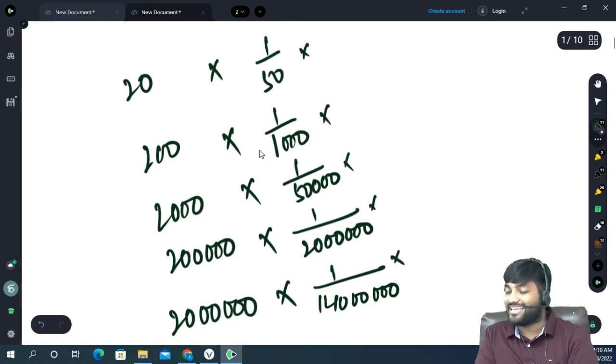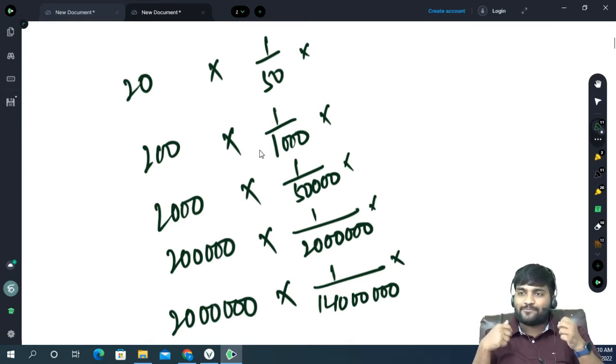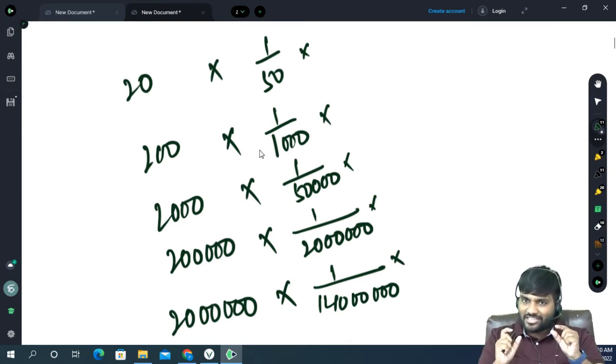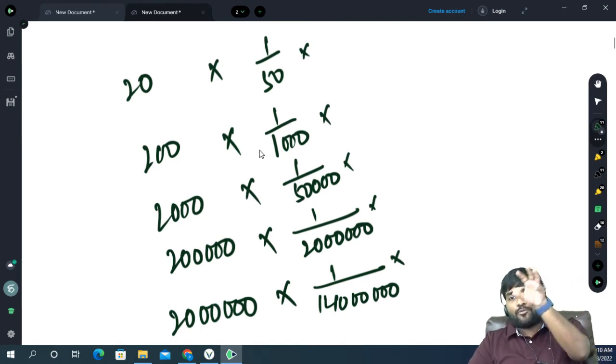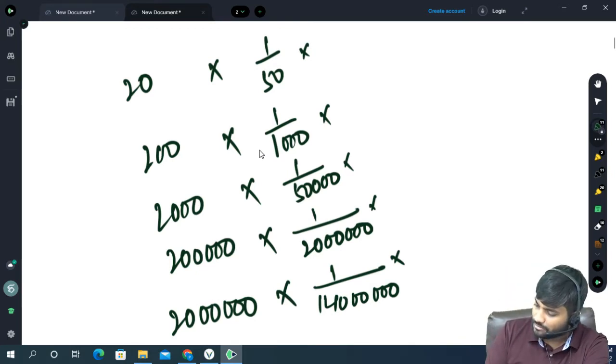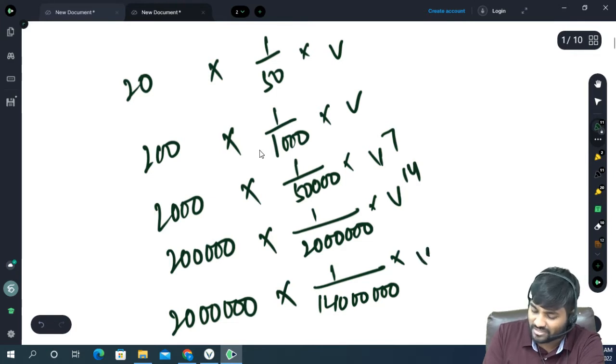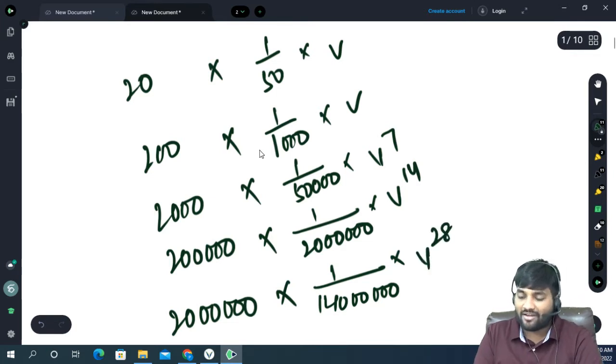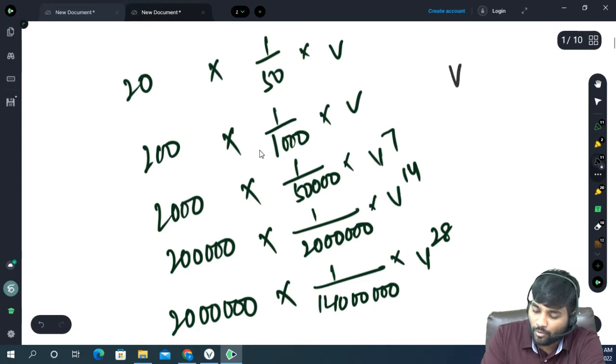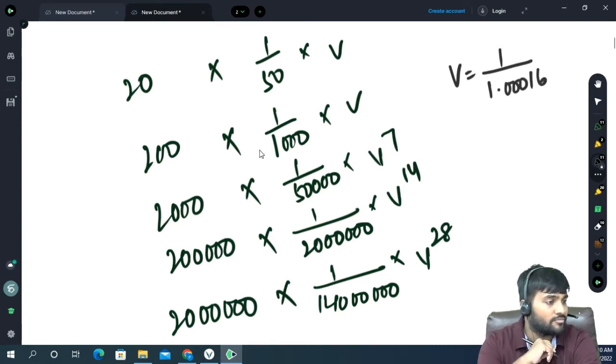We need to calculate the expected present value. Whenever they use the word expectation, we will also be using the concept of probability. Basically, cash flow into probability into discounting factor. So what is the discounting factor? In 1 day, it is V. In 1 week, it is V to the power 7. In 2 weeks, it is V to the power 14. And in 4 weeks, it is V to the power 28. Very simple. And what is V? Tell me, what is V? V is 1 by 1.00016. Clear? Solve. Start solving.